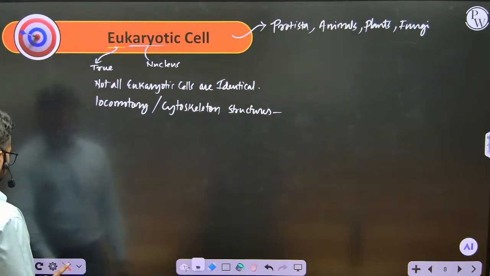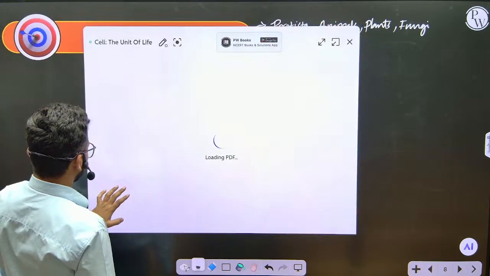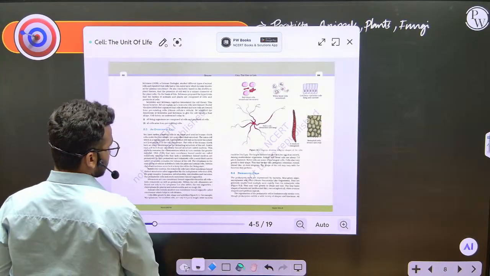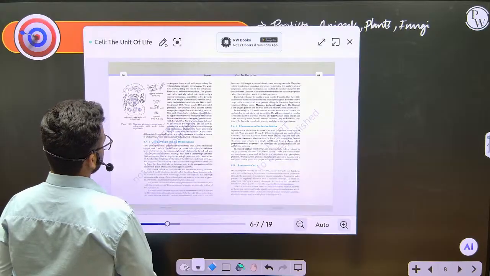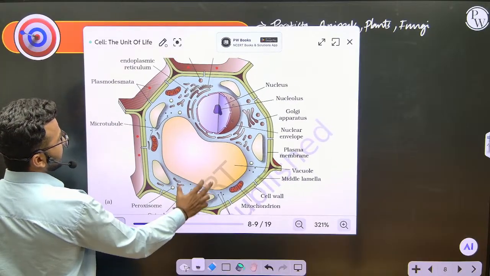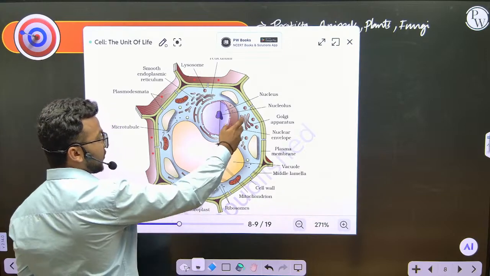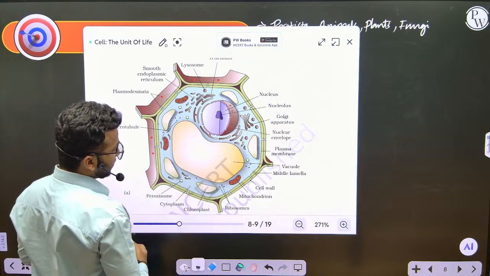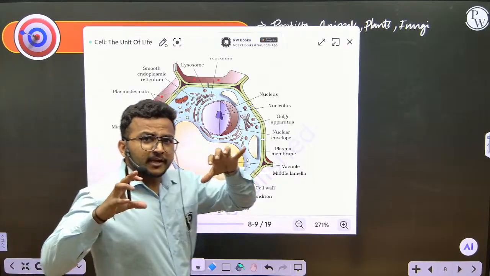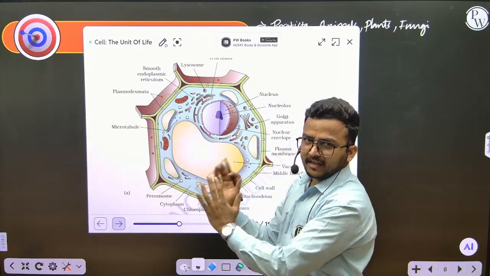Let me show the cell diagram also. See here, when we draw a cell, we draw it nicely. You can see the nucleus, a big vacuole, endoplasmic reticulum, Golgi complex, and the chloroplast here, peroxisomes, mitochondria. This cell looks like a proper, well organized cell.